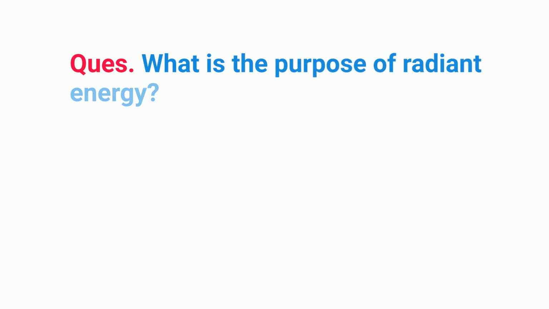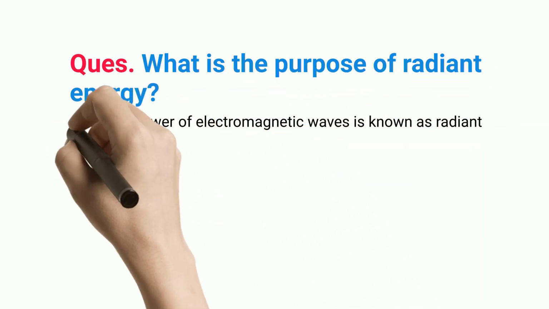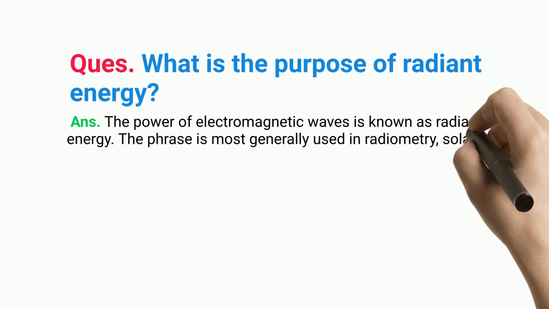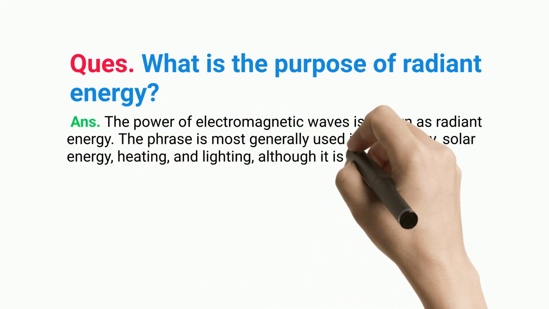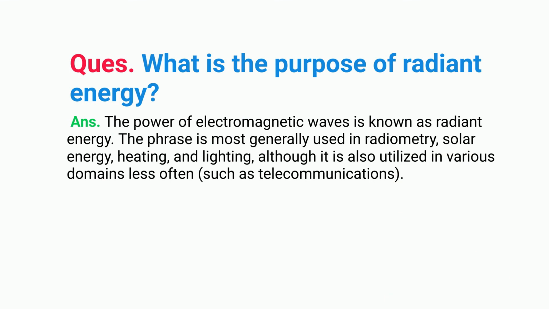Q. What is the purpose of radiant energy? ANS. The power of electromagnetic waves is known as radiant energy. The phrase is most generally used in radiometry, solar energy, heating, and lighting, although it is also utilized in various domains less often, such as telecommunications.